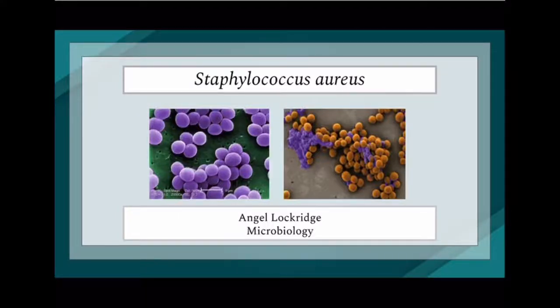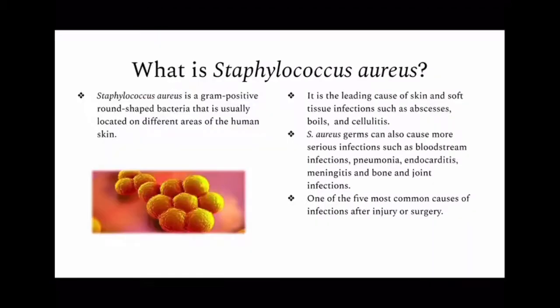Today I am going over Staphylococcus aureus. What is Staphylococcus aureus? It is a gram-positive, round-shaped bacteria that is gold in color and usually located on different areas of the human skin, such as the groin area, nose, and armpit.